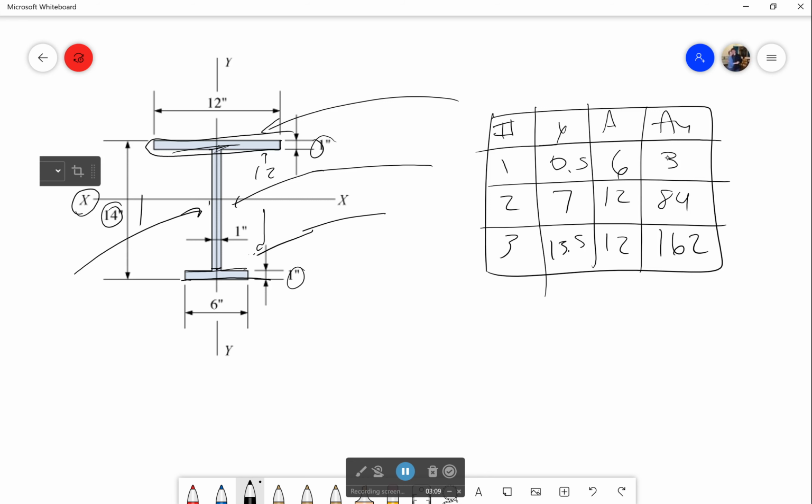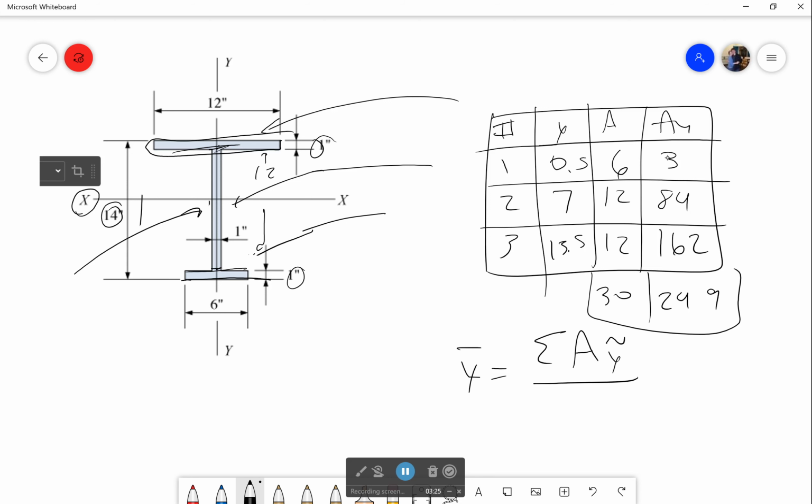I believe what I'll get is 249 right here and 30 right here. Okay, my little sums. Then I remember that the centroid location is going to be equal to the sum of my area times their little centroids, that's the little y squiggly hat, over the sum of the area, which will be equal to 249 over 30, and it's equal to 8.3 inches. There we go.